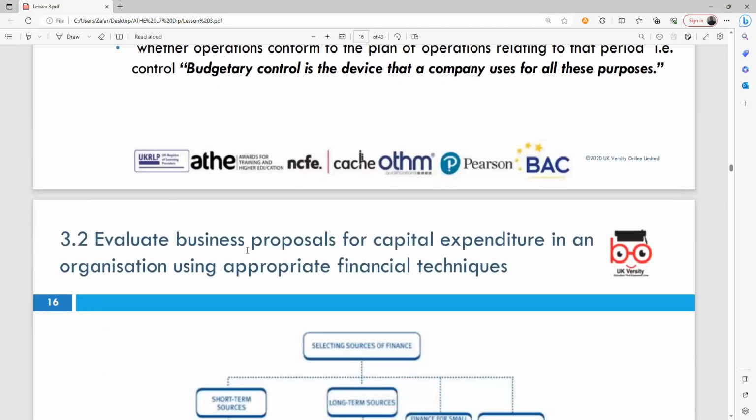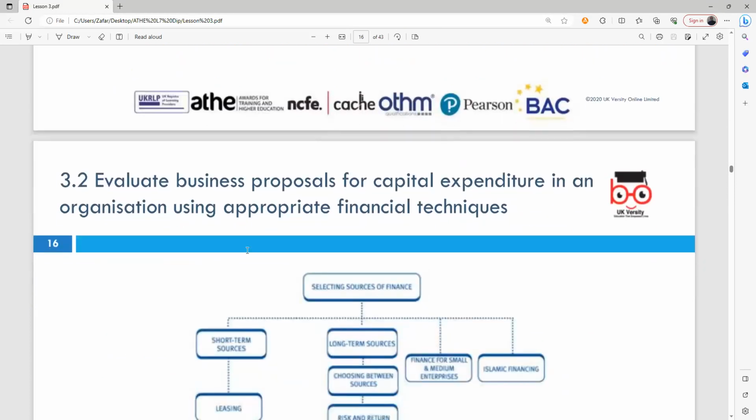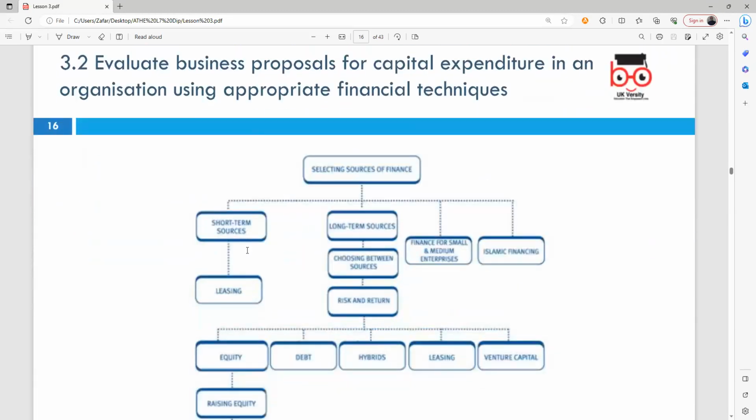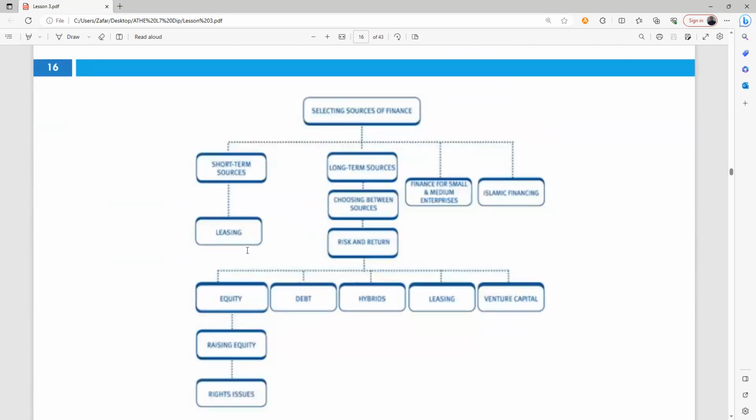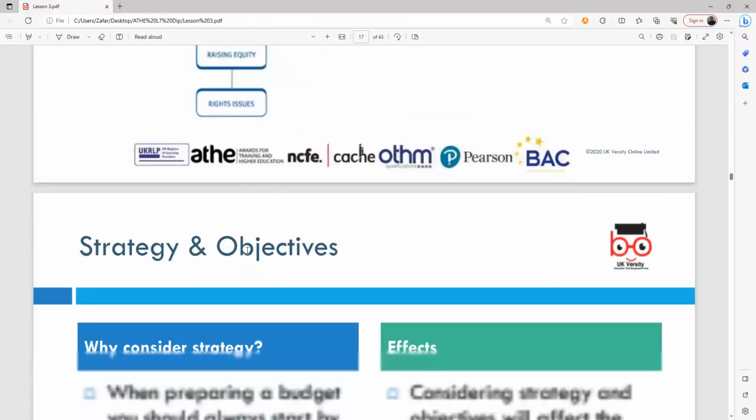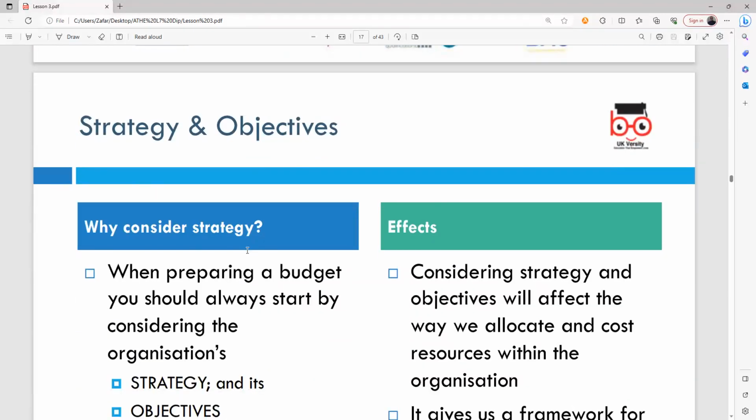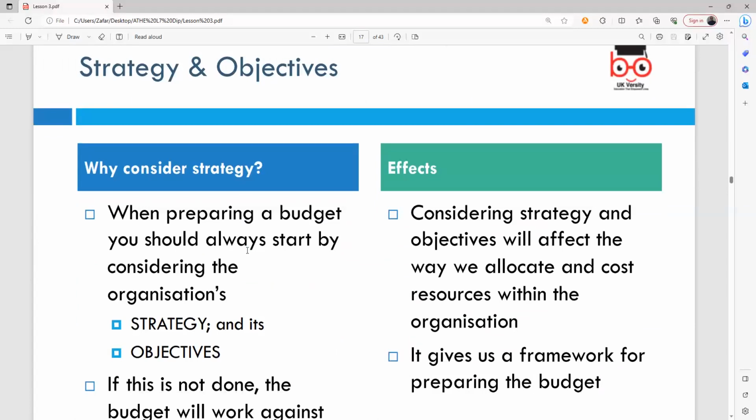Now we're going to look at 3.2, i.e. the investment proposal or the capital expenditure using appropriate financial techniques. We've looked at the techniques, ARR, the payback method, and the discounted cash flow. Now this section looks at the sources of finance, I think, isn't it? And what's the strategy and what's the objective of investment and investing, and looking at the budgets as well. So we need to look at the budgets.